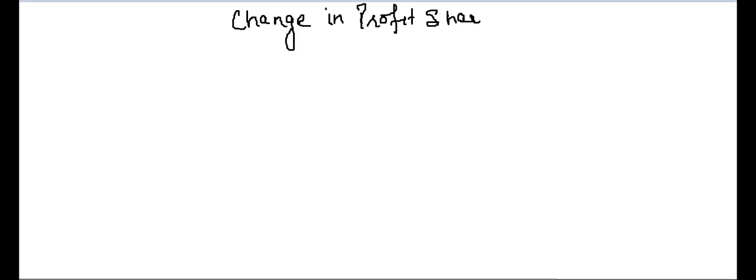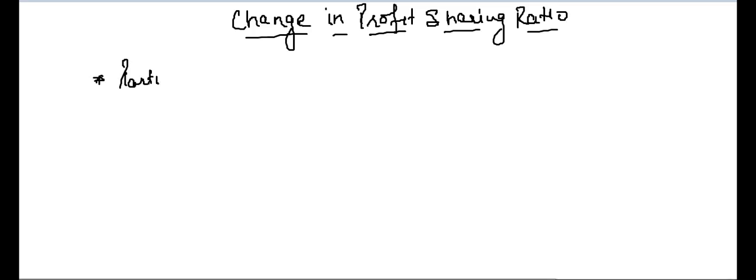In this lecture we are going to start with a new chapter, that is change in profit sharing ratio. We have discussed the fundamentals of partnership and goodwill, and now we are going to discuss the third chapter, that is change in profit sharing ratio. Right? Let's see.